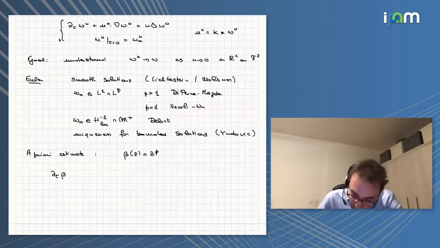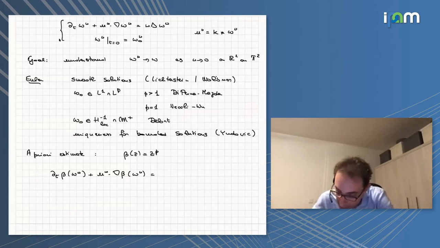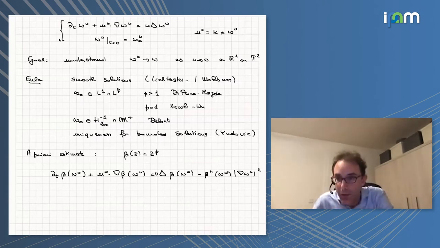So the following equality: dt of beta of omega nu plus u nu dot gradient of beta of omega nu. At the right-hand side, we would get nu times the Laplacian of omega nu times beta prime of omega nu, which we can rewrite in the following form as nu times the Laplacian of beta of omega nu minus beta second of omega nu times the gradient of omega nu squared. And due to the convexity of beta, we get the following estimate.